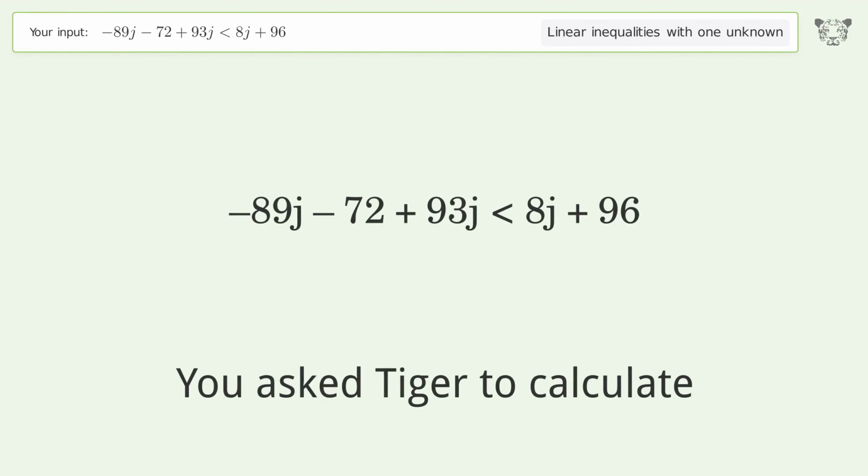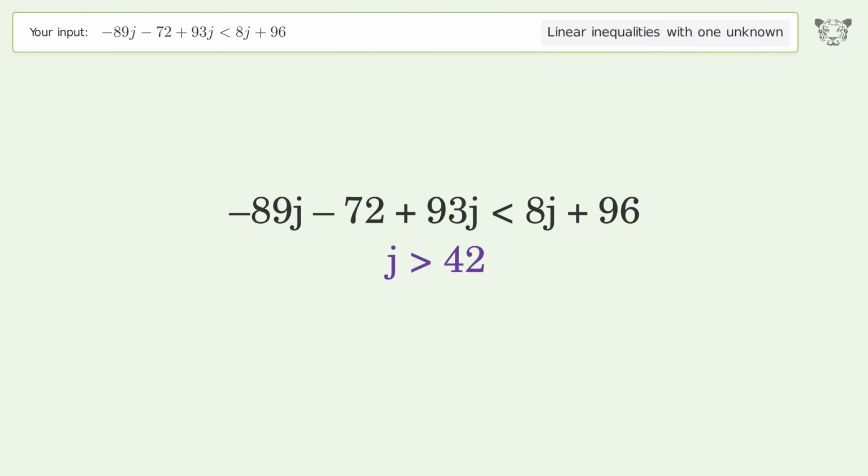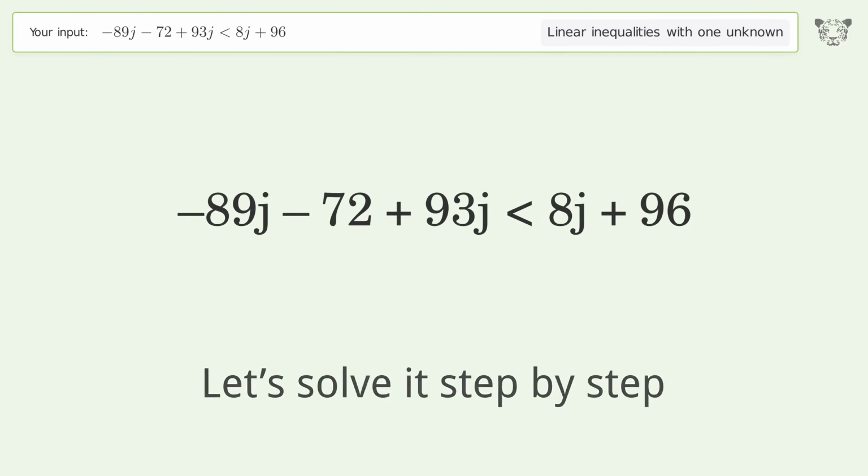You ask Tiger to calculate. This deals with linear inequalities with one unknown. The final result is j greater than -42. Let's solve it step by step.